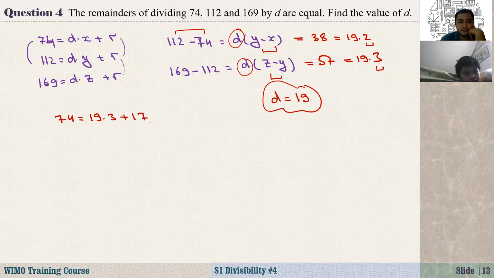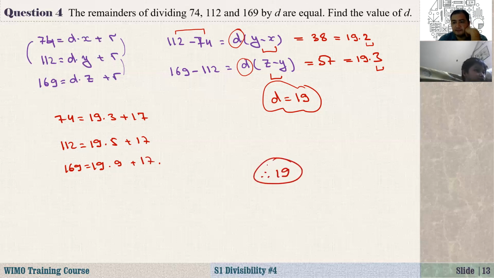17, right? And 112, if you divide by 19, it is 5, 95, the remainder is 17. And if you divide 169 by, again, 19, it is 9, 90, 81, 161, 151, right? That's equal to 70. So the answer is 90.